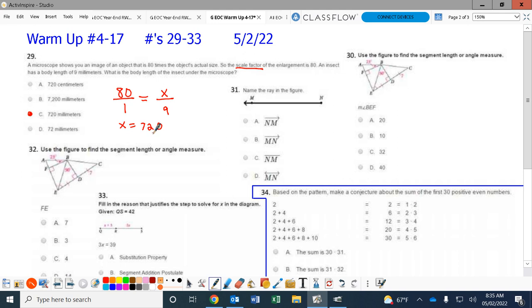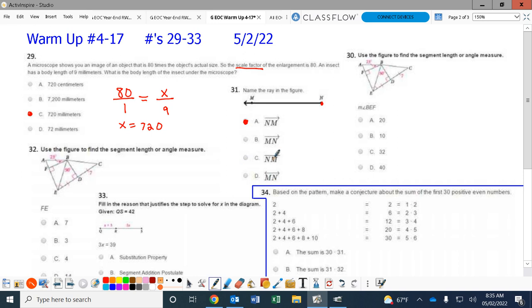There we go. Okay, number 31, just because it's right here. Name the ray in the figure. Guys, the biggest thing about a ray is that you have to start with the endpoint. Which one is correct? N. Yeah, you have to start with the endpoint. Go that way. It'd be NM, and the arrow always has to point to the right.